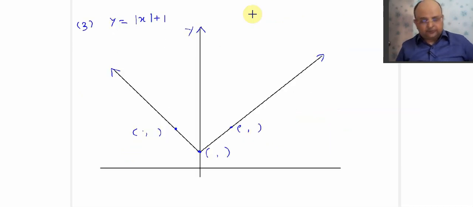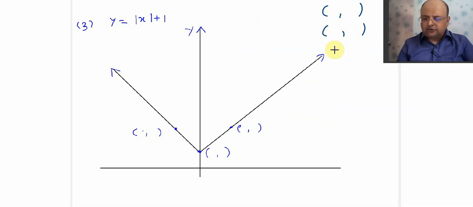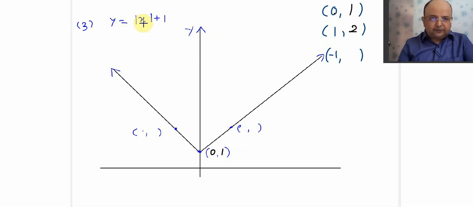y equals mod x plus 1. I choose 3 or 4 values: 0, 1, minus 1. If I let x equals 0 here, your y will be 1. X coordinate is 0 and y coordinate is 1. If I choose x equals 1, y will be 2. If I choose x equals minus 1, y again will be 2. So this is 1, 2, and this is minus 1, also 2.